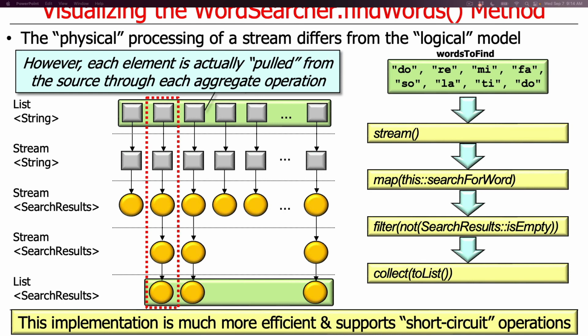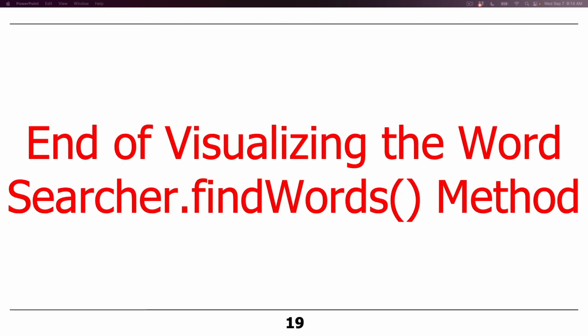And we'll see later when we talk about different types of short circuiting operations. There's short circuiting intermediate operations like limit or takeWhile or dropWhile. And there's also short circuiting terminal operations such as findFirst or findAny and so on. And we'll take a look at all those things later. So that's the end of the visualization of the findWords method in the WordSearcher class. We'll, of course, take a closer look at the source code here shortly.